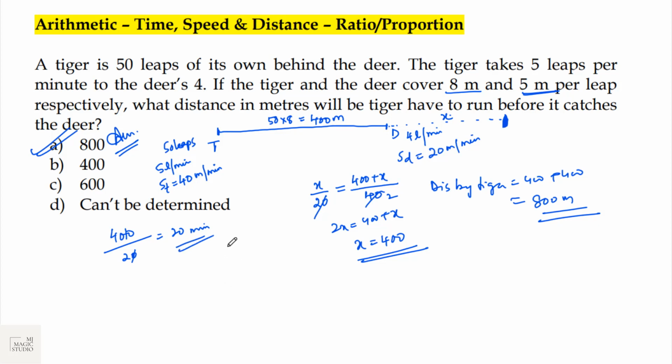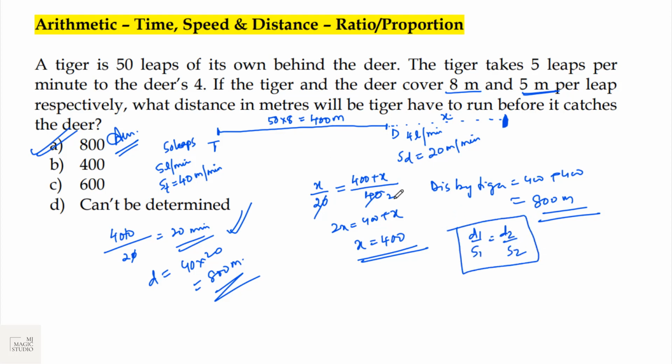Tiger needs to run for 20 minutes, and if he runs without any stop for 20 minutes, he would be able to catch the deer. Then the distance traveled by tiger is time into speed, or speed into time. 40 into 20, that will be 800 meter. So you use relative speed concept, or simply d1 by s1 equals d2 by s2. That is also a simple one. If you can fit in the line diagram, that would be enough.